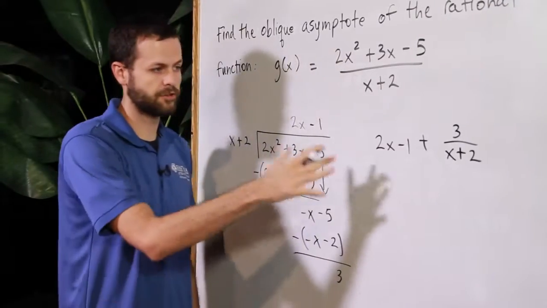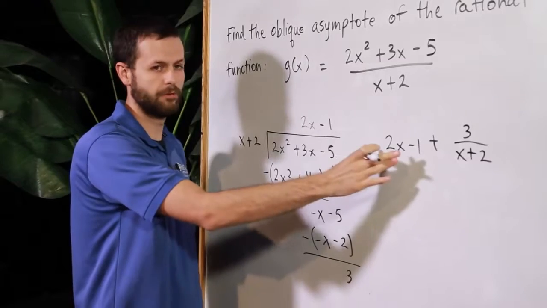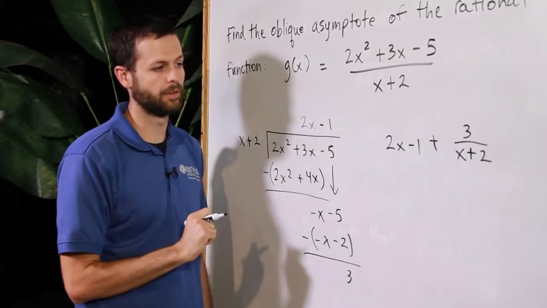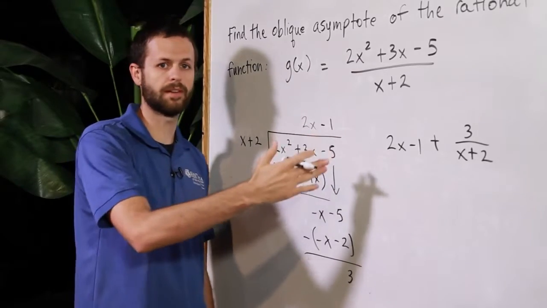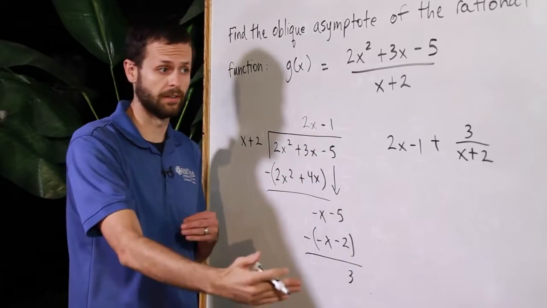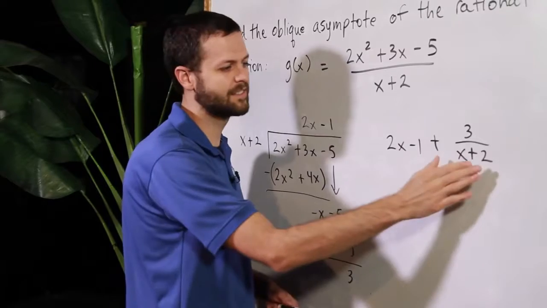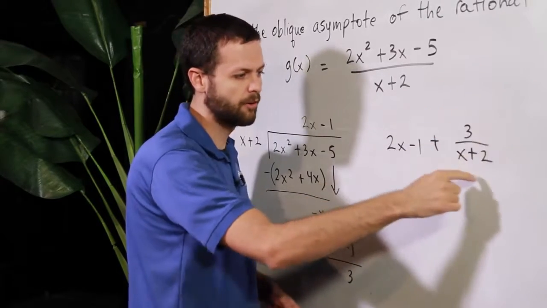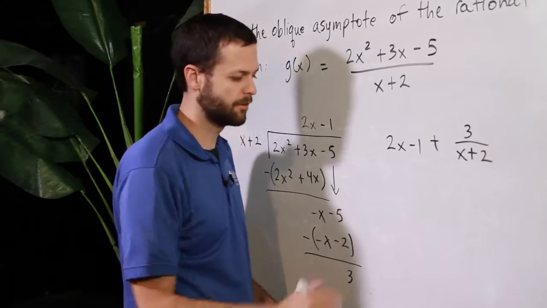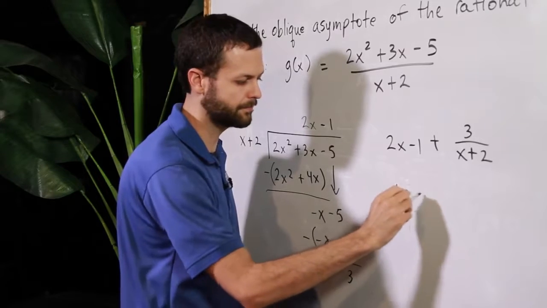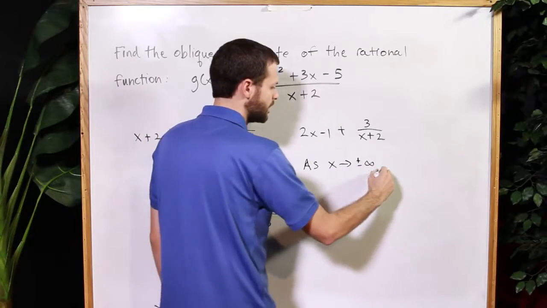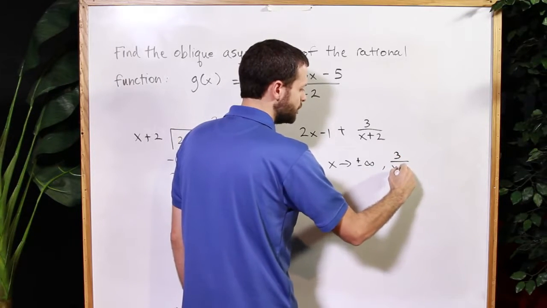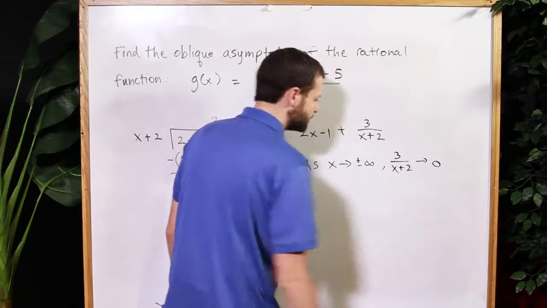Now let's look at this for just one moment. g of x is just rewritten in this format, 2x minus 1 plus 3 over x plus 2. What this has allowed us to do is see more clearly what's happening as x gets arbitrarily large. Notice that as x gets arbitrarily large, 3 over x plus 2 approaches 0. So I'll write that down. As x goes to plus or minus infinity, we see that 3 over x plus 2 approaches 0.